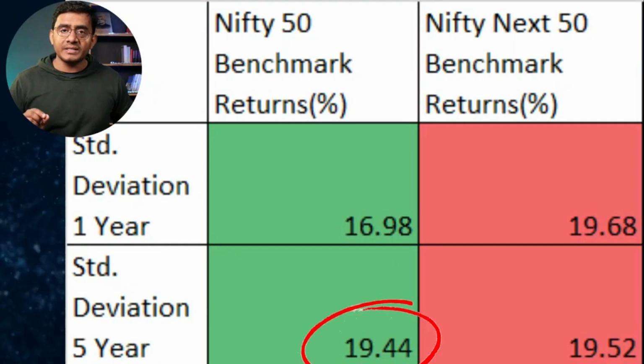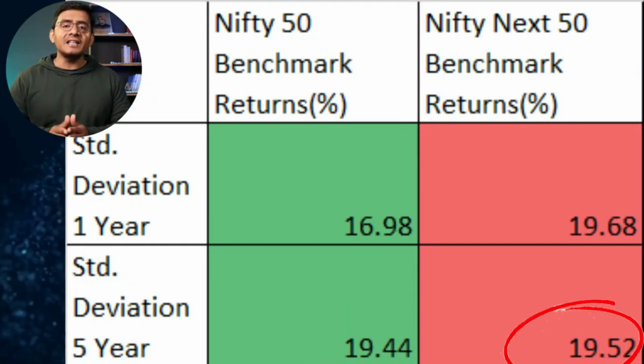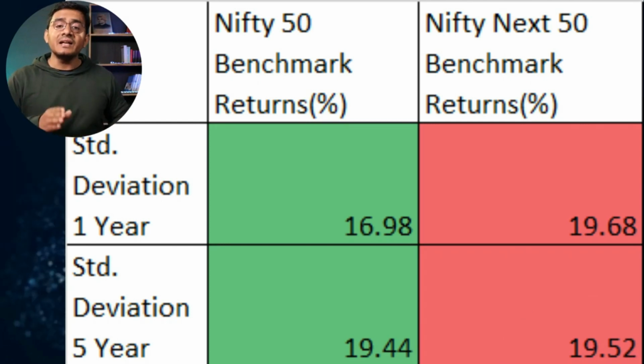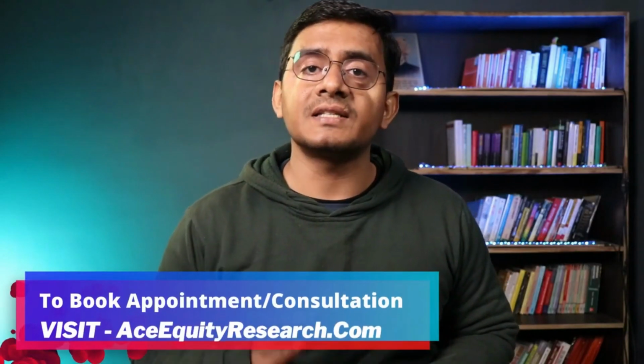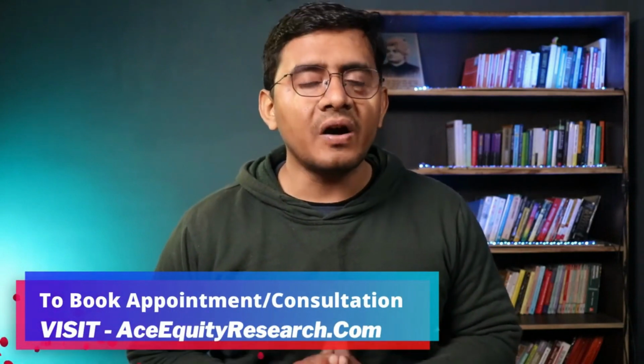Now let us look at the 5-year standard deviation of Nifty 50 index, which is 19.44%, and for Nifty Next 50 index it is 19.52%. Again, the Nifty 50 is performing better in terms of standard deviation than Nifty Next 50 index. And with this, it is obvious that due to higher free float market capitalization, Nifty 50 is less volatile than Nifty Next 50. And with this, we will move to our next topic.